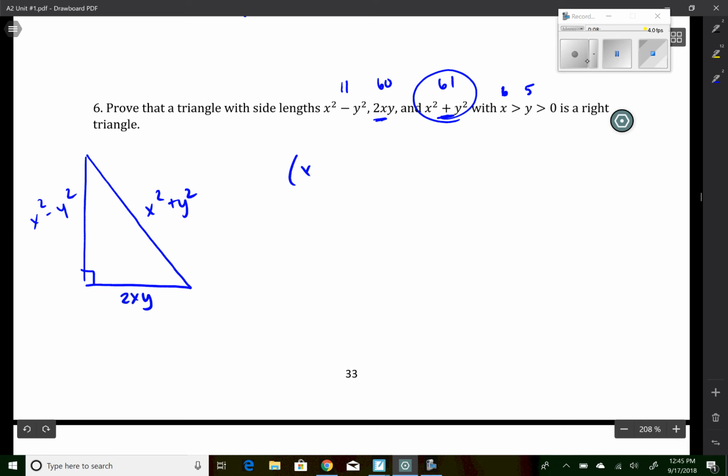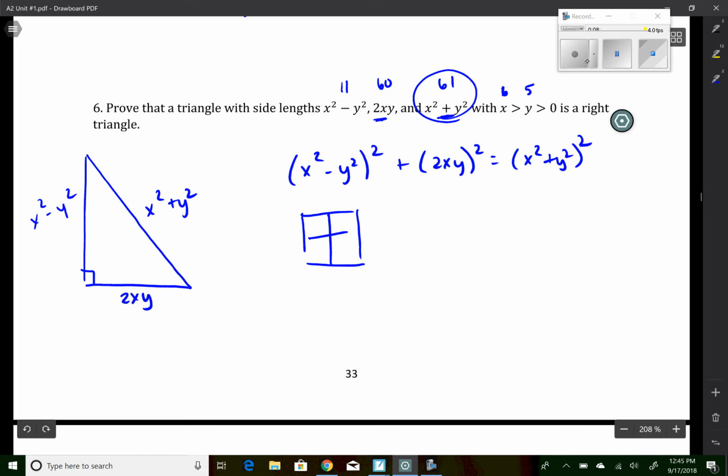So then I can say x squared minus y squared, squared, plus 2xy squared is equal to x squared plus y squared, squared. Now again, if you're not that great with the multiplying, use your boxes. I know I've been saying that the whole video here, so let's do one where we actually show all the boxes here. x squared negative y squared, x squared negative y squared. So then we have x to the fourth minus x squared y squared minus x squared y squared, and a positive y to the fourth.